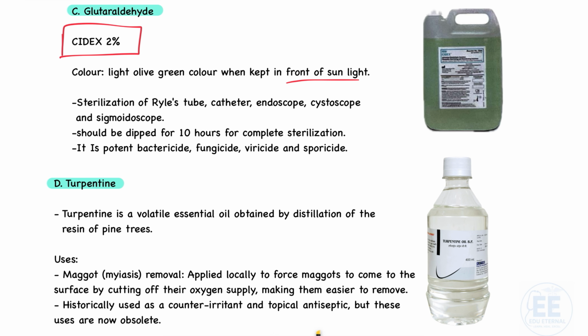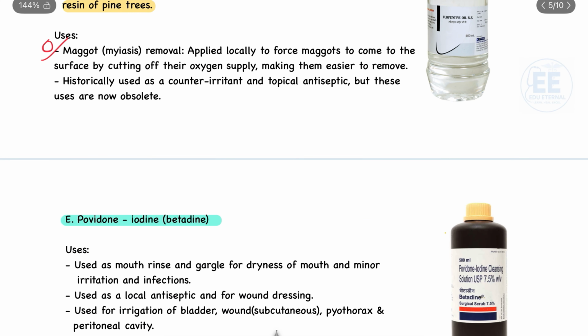Next is turpentine. Turpentine is a volatile essential oil obtained by distillation of the resin of a pine plant. Turpentine is mainly used in maggot removal, which is most commonly asked. How will we use the turpentine? First, we apply it locally to force the maggots to come out to the surface by cutting off their oxygen supply and making them easier to remove. Historically it was used as a counter irritant and topical antiseptic, but these uses are now obsolete.